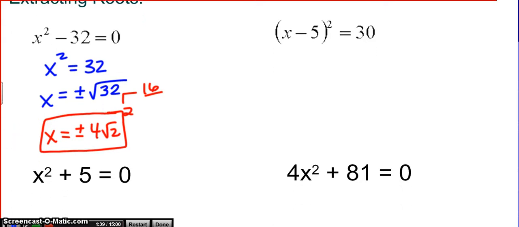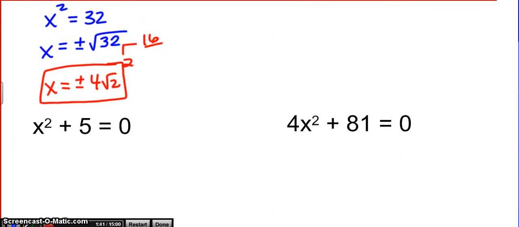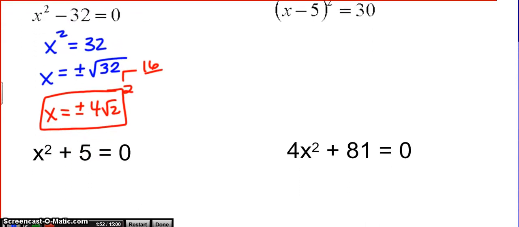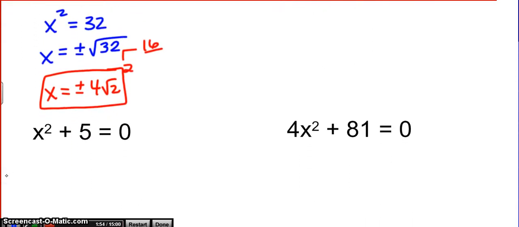Alright, moving down. Looking here, I have a squared term and I have a constant. Please note in both of these we didn't have a difference of squares. Okay, 32 and 5 are not perfect squares, which is why it didn't quite break down like the special products that you had in a previous video.